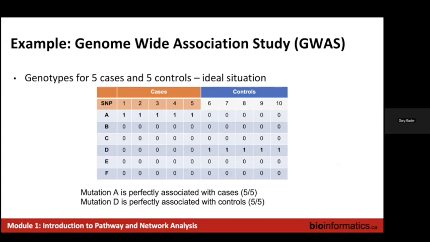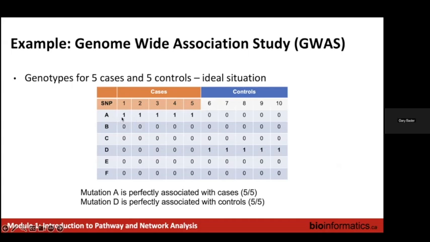And then we look at the mutations to see if there's a mutation that's associated with the cases and not the controls. So here we have a bunch of SNPs, say 6 SNPs, A to F, and a bunch of cases and controls. We have 10 individuals, 5 cases and 5 controls. We say there's a 1 in the column if that SNP is present in the individual, and a 0 if the SNP is not present or not detected in that individual.